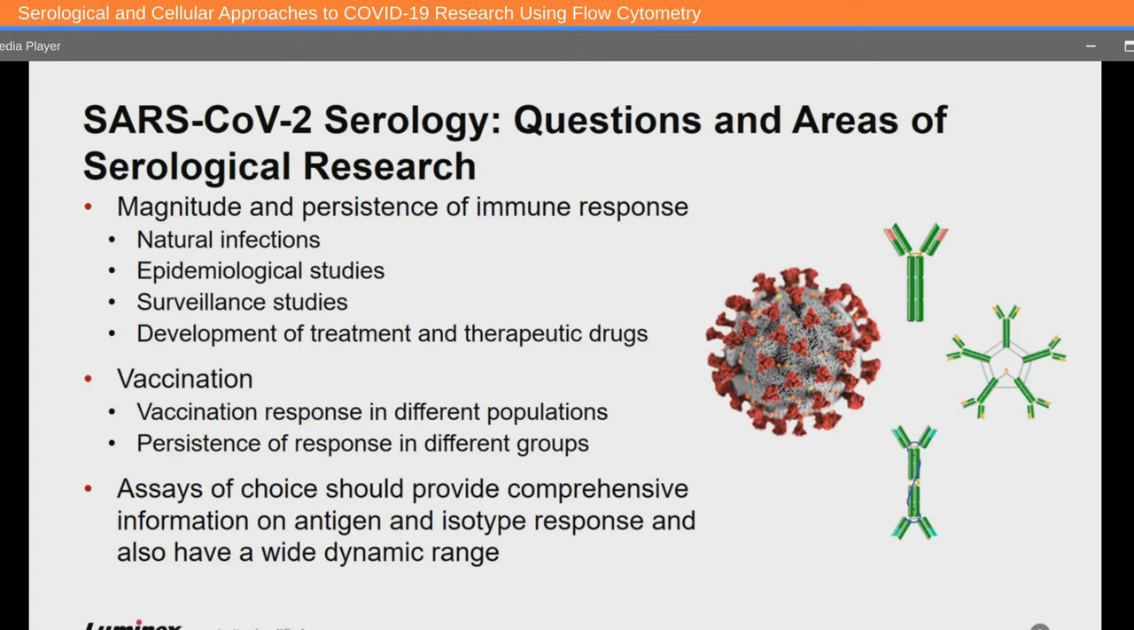As people consider different assay types to use, they should consider if the assay of choice can provide comprehensive information on the different antibodies present in the samples against different antigens, whether they need isotype-specific response information, and if the assay of choice has a wide dynamic range to span the entire kind of samples that they are studying.